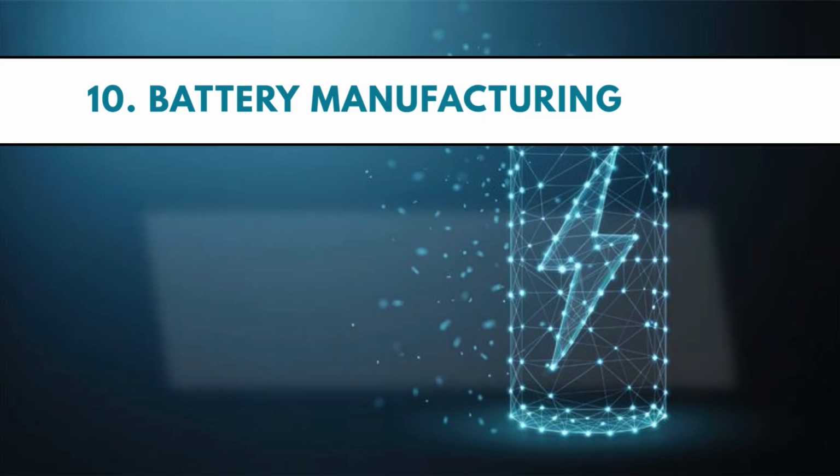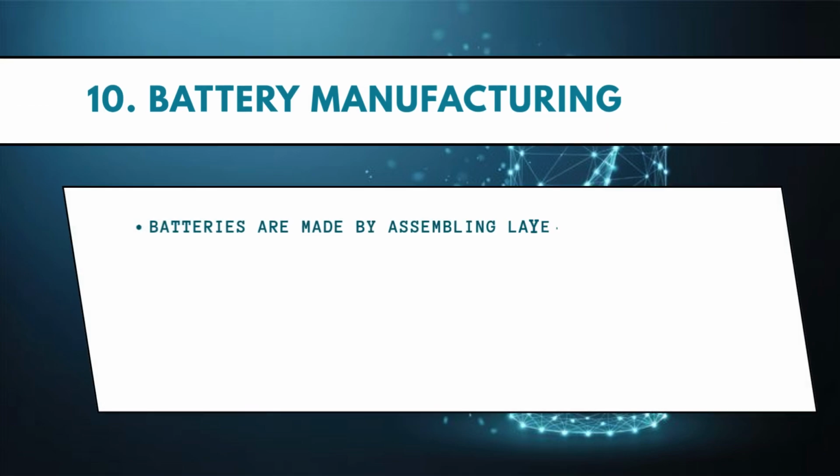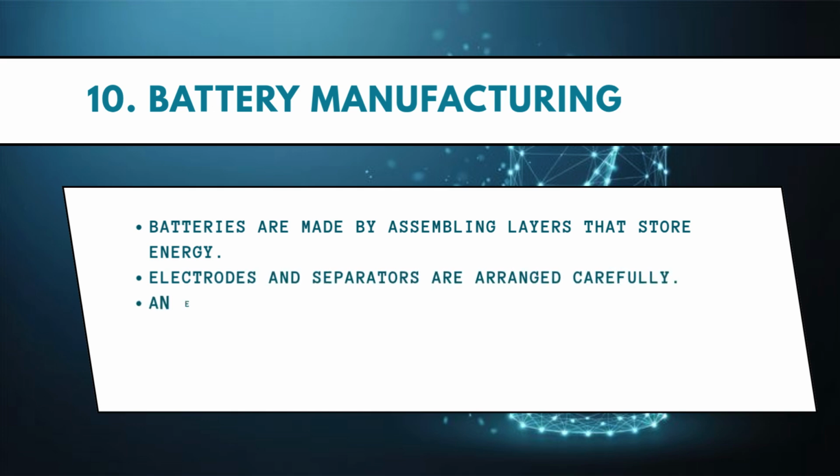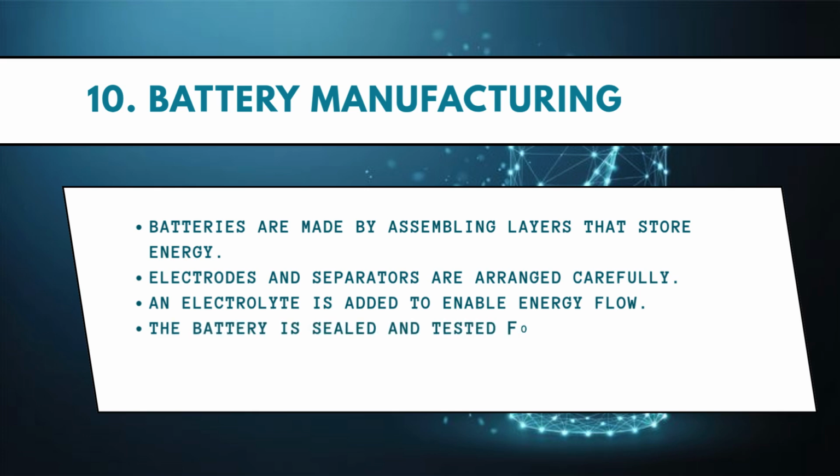10. Battery manufacturing. Batteries are made by assembling layers that store energy. Electrodes and separators are arranged carefully. An electrolyte is added to enable energy flow. The battery is sealed and tested for safety and performance.